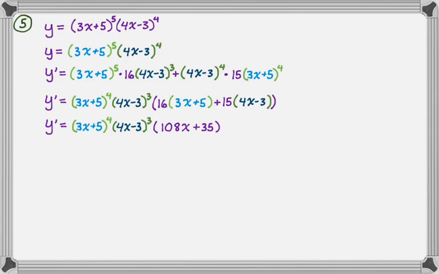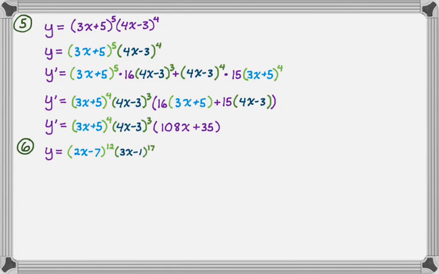All right. So what I'm going to do is another problem. Basically the same type of problem. So we have y is equal to the quantity 2x minus 7 to the 12th times the quantity 3x minus 1 to the 17th. All right, so let's do it.